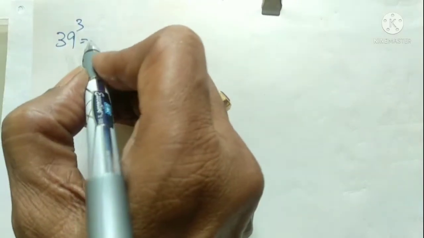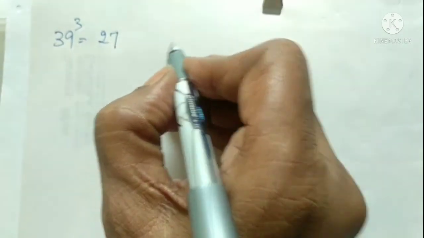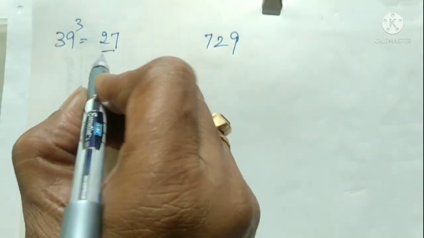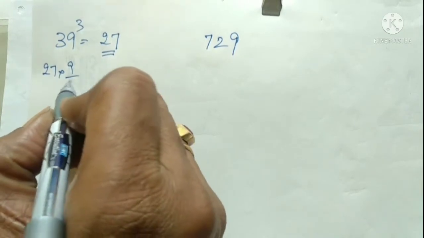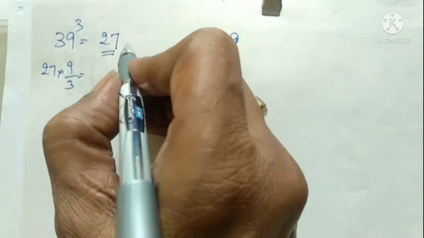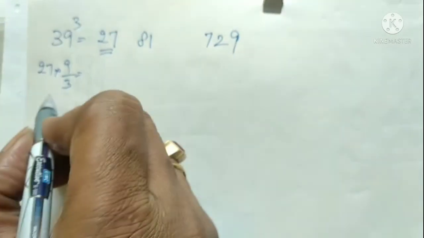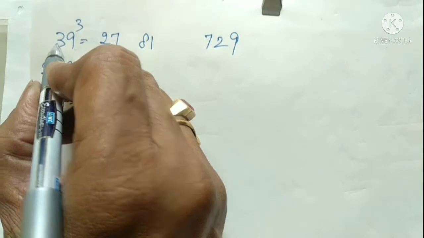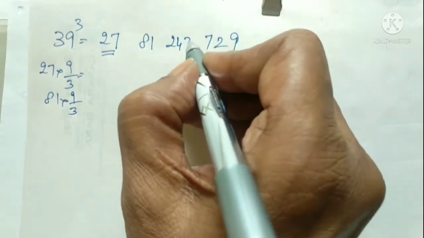39 cube. 3 cube is 27. And 9 cube is 729. Now, this 27 is to be multiplied by 9 by 3, means 3 times. 27 times 3 is 81. Then 81 is to be multiplied by 9 by 3. 81 times 3 is 243. Okay.